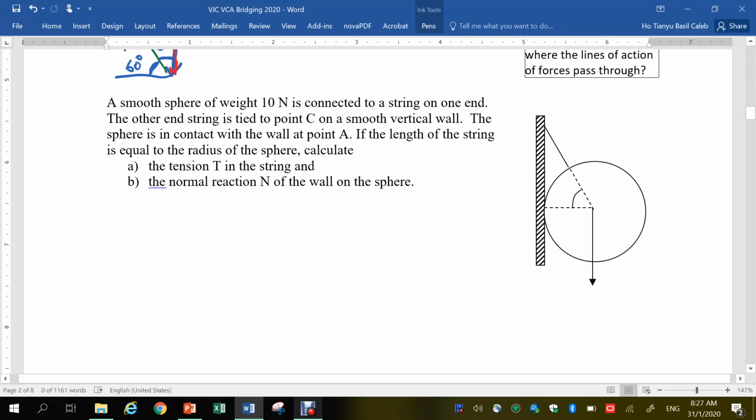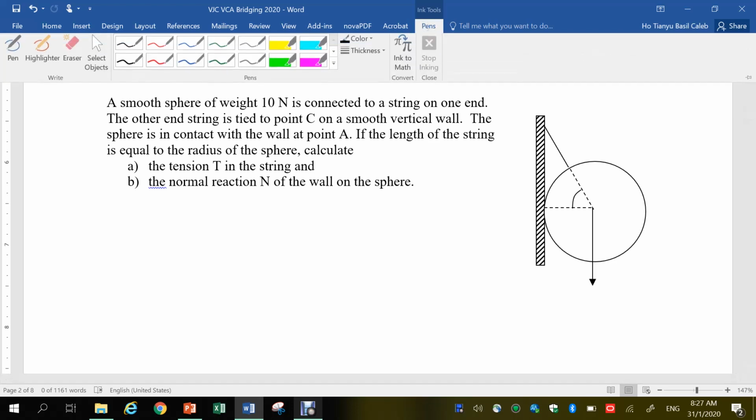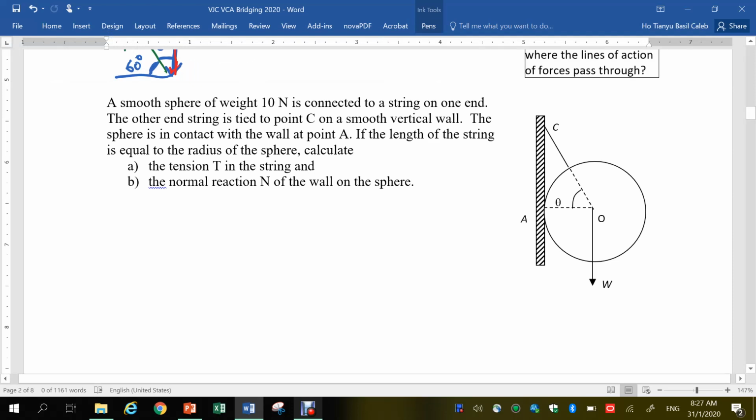A smooth sphere of weight 10 newtons is connected to a string on one end. The other end of the string is connected to point C on a smooth vertical wall. Connected to point C over here. The sphere is in contact with the wall at point A. If the length of the string is equal to the radius of the sphere, calculate, part A, the tension in this string, part B, the normal reaction force of the wall on the sphere.